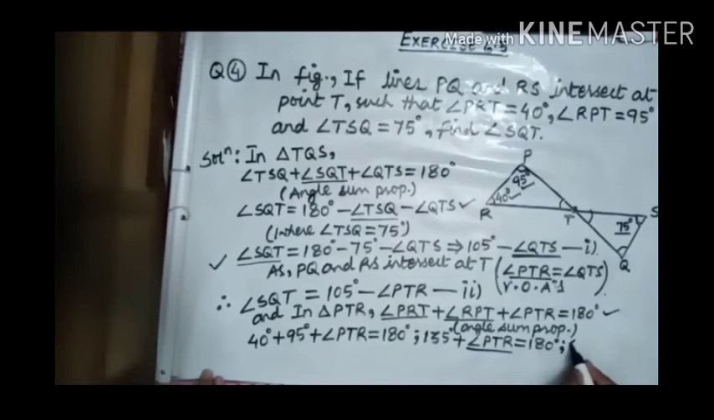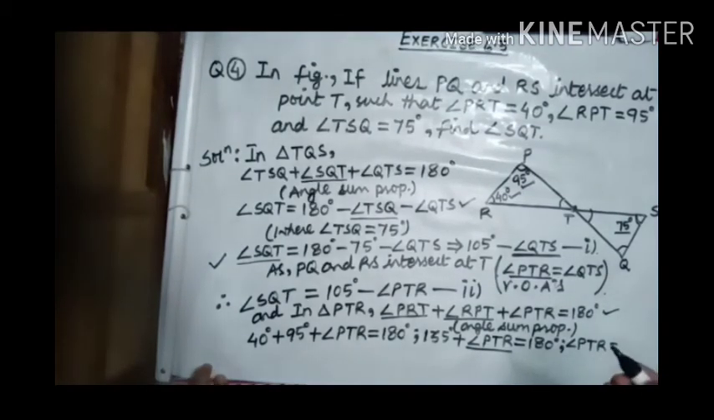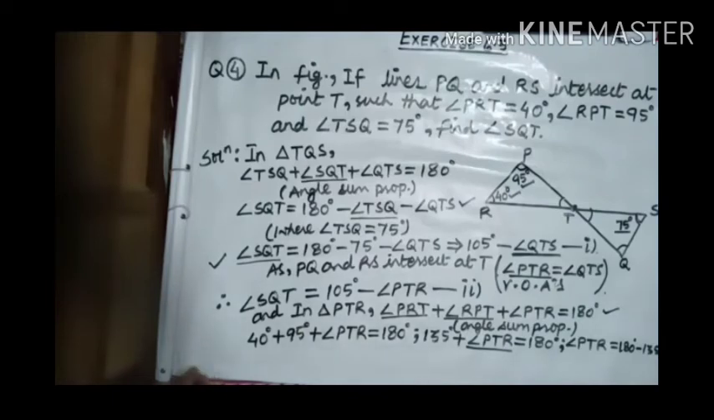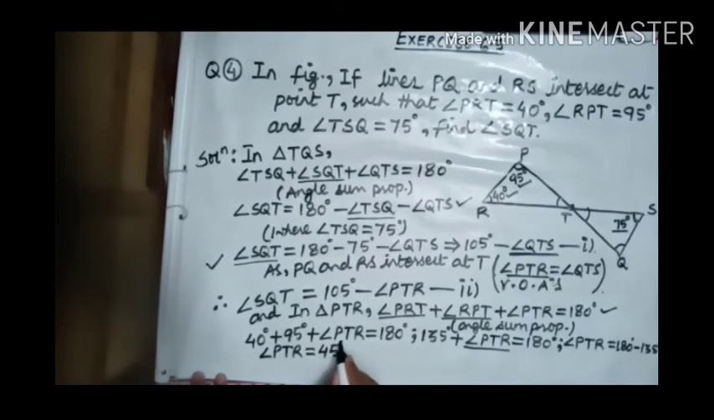Therefore, angle PTR equals to 180 minus 135. So this angle PTR becomes 180 minus 135. It is 45 degree.